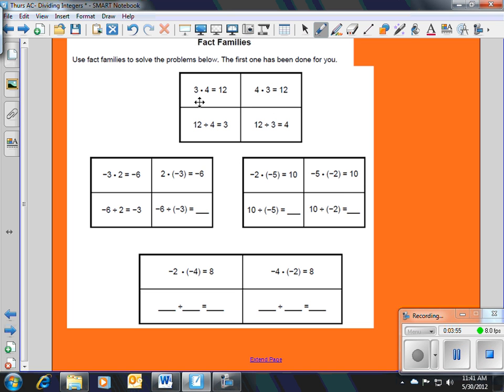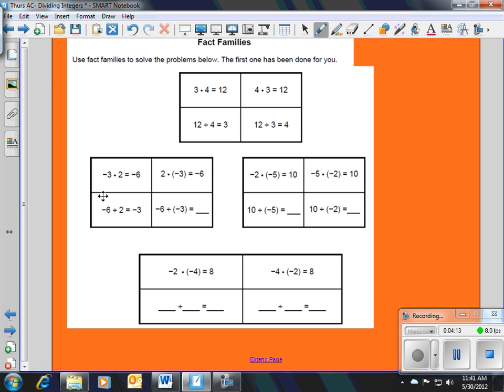So as you can see from these fact families, which we will fill in just a second, these are the reasons that the rules relate. 3 times 4 is the same thing as 4 times 3. They both give you 12. So if you take 12 and divide it by 4, you get 3. If you take 12 and divide it by 3, you get 4.